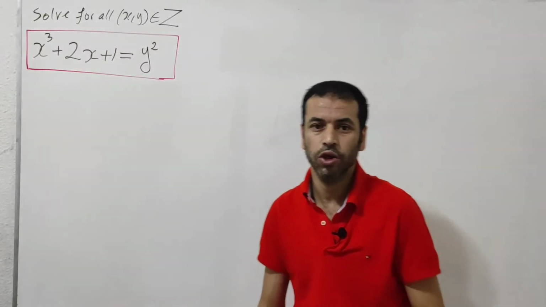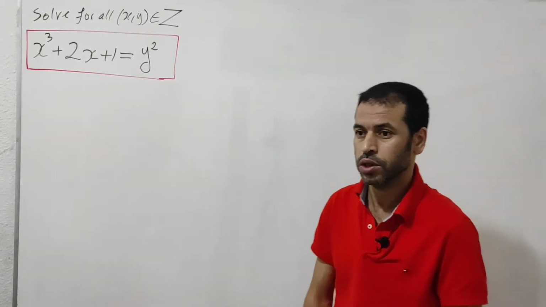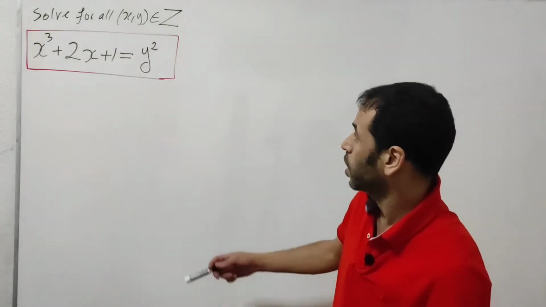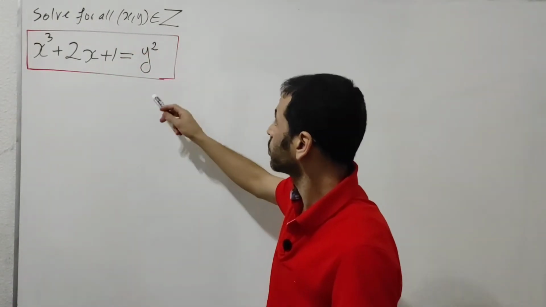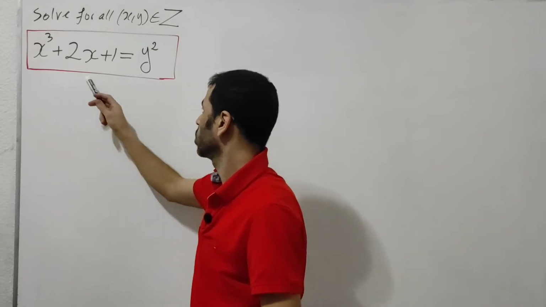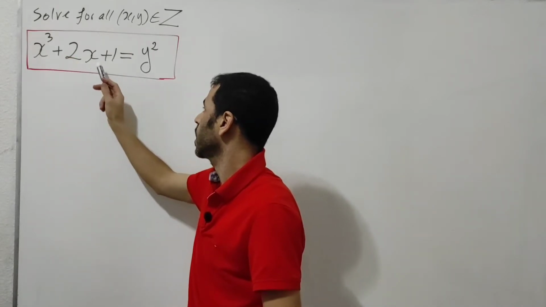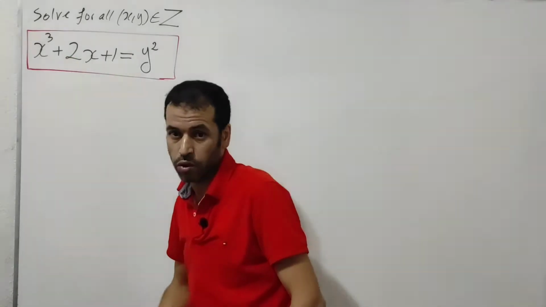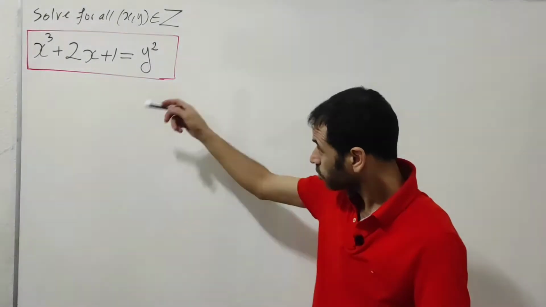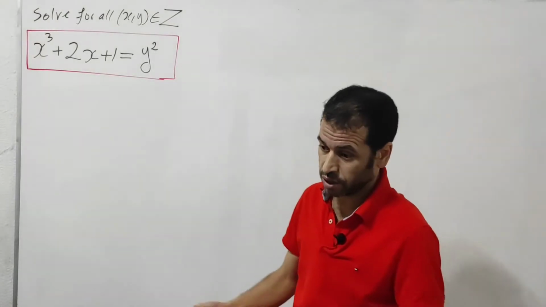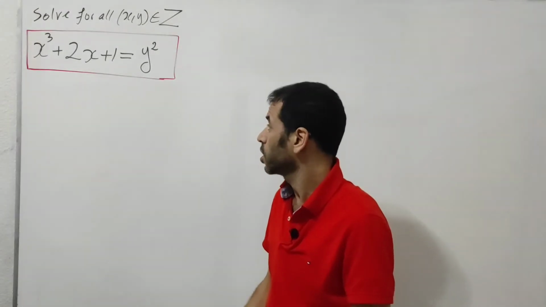In today's video, I would like to share with you a very nice problem that was suggested by a viewer. Here is the following equation for all integers x and y. We have this equation: x cubed plus 2 times x plus 1 equals y squared. In fact, this is a very beautiful equation. It seems easy, but it's tricky. It is a lot of tricks.